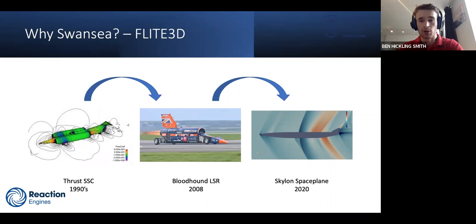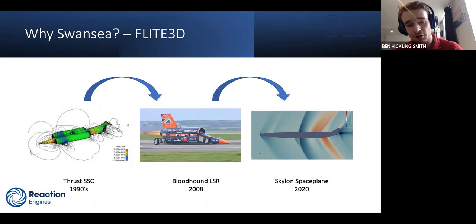Both of these projects, both Thrust SSC and Bloodhound, were quick enough to approach the speed of sound. I think, I'm not sure if Bloodhound actually broke the speed of sound yet. I think that's the next milestone. I'm not actually quite sure. I should probably check that one with Ben.